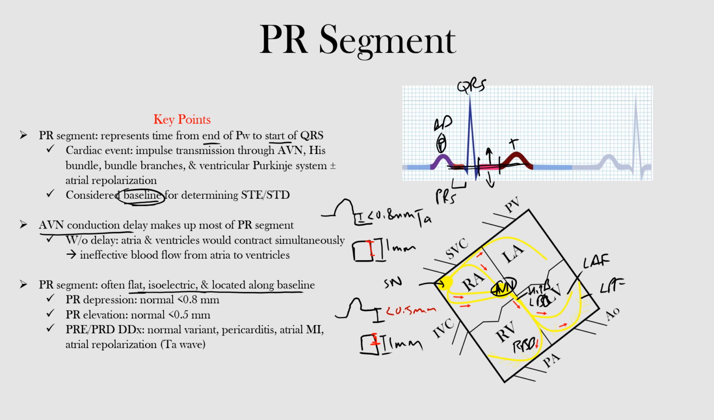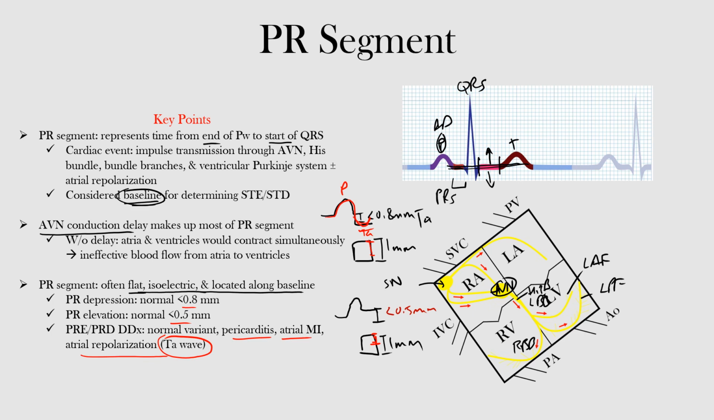The differential diagnosis for PR elevation and PR depression includes the normal variant, if they're within those normal levels, so less than 0.8 depressed or less than 0.5 elevated, pericarditis, atrial infarct, and atrial repolarization wave. We said that the TA wave, the atrial repolarization wave, can be present and cause some depression there. Remember, it goes in the opposite direction of our P wave. This would be our P wave, and if we had the TA present, it would be there, representing atrial repolarization.